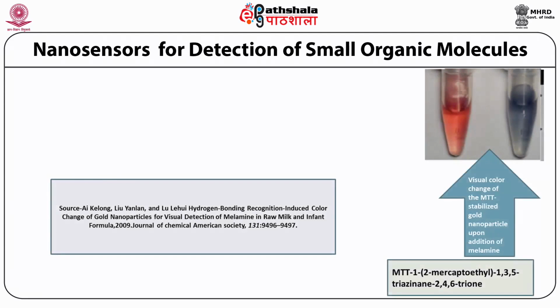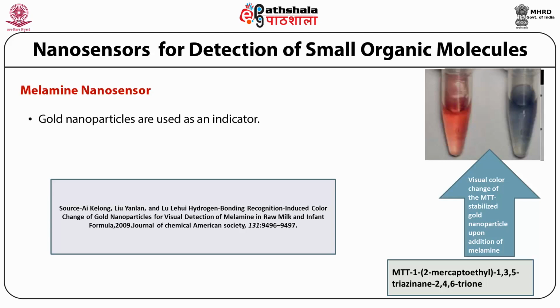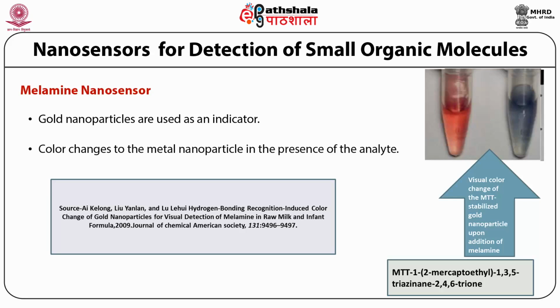This is yet another example of a nanosensor for detection of small organic molecules such as melamine. Melamine is yet another fraudulent chemical which is used in milk for enhancing its protein concentration. It gives a false concentration of proteins. In this work, scientists have used functionalized gold nanoparticles as detectors. When they come in contact with melamine, their color changes from red to blue.